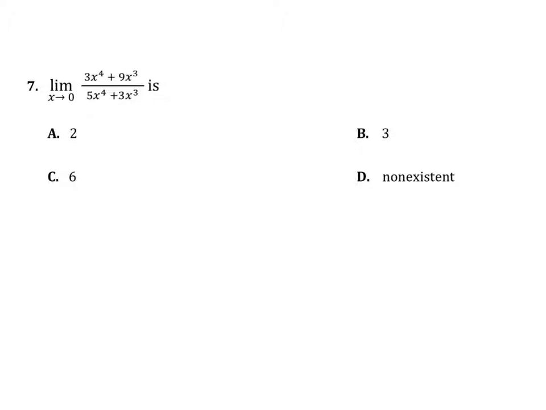Okay, for this problem, again, if we substitute in our 0, we are going to get 0 over 0. And 0 over 0 tells us we need to factor. In the numerator, it looks like we have a 3x cubed. And so what's left over is going to be x plus 3. In the denominator, we have an x cubed. And what is left over is going to be a 5x plus 3. And so now notice these x cubes are going to cancel. So I have 3 times x plus 3 over 5x plus 3.